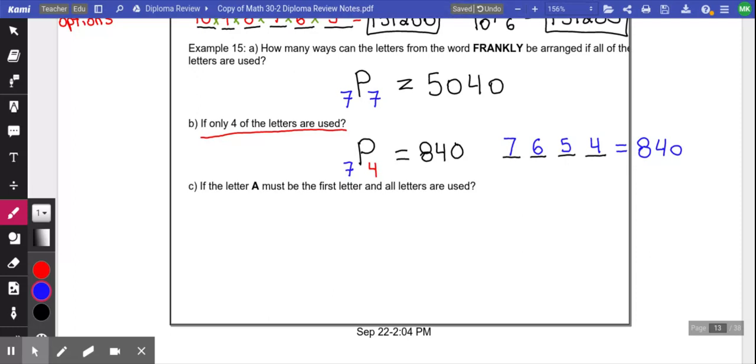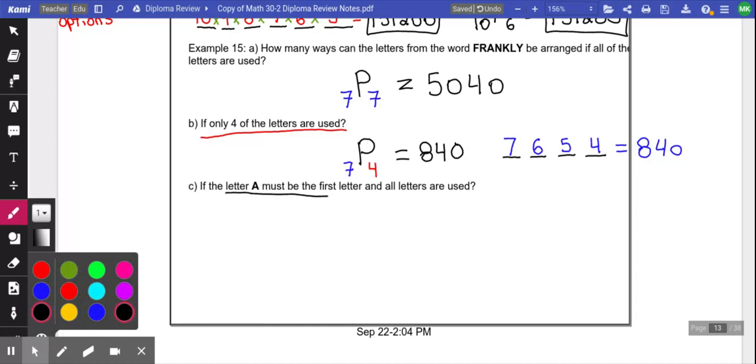Part C. If the letter A must be the first letter and all letters are used. Oh, okay. This changes things a little bit. This is now a fundamental counting principle with a rule. A must be first. So I would definitely do this as a fundamental counting principle question. There's 7 slots. Because A must go first, that means there's only one option in the first spot.